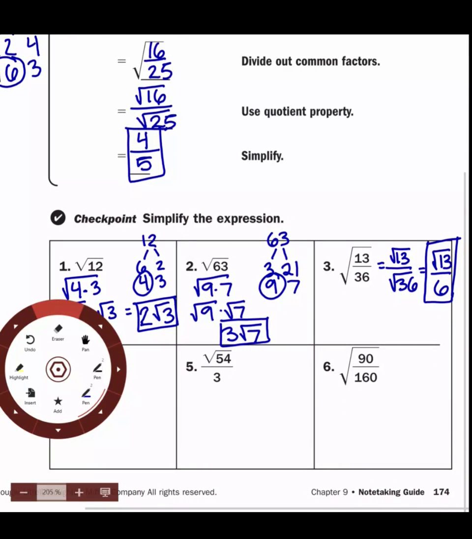Okay, so now go ahead and try those on your own. They're not too bad, and that is the end of the notes. So pretty simple today.